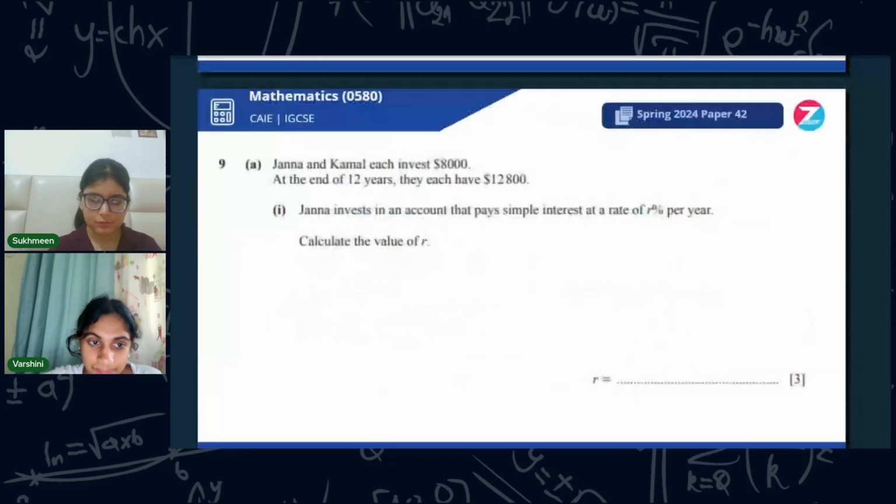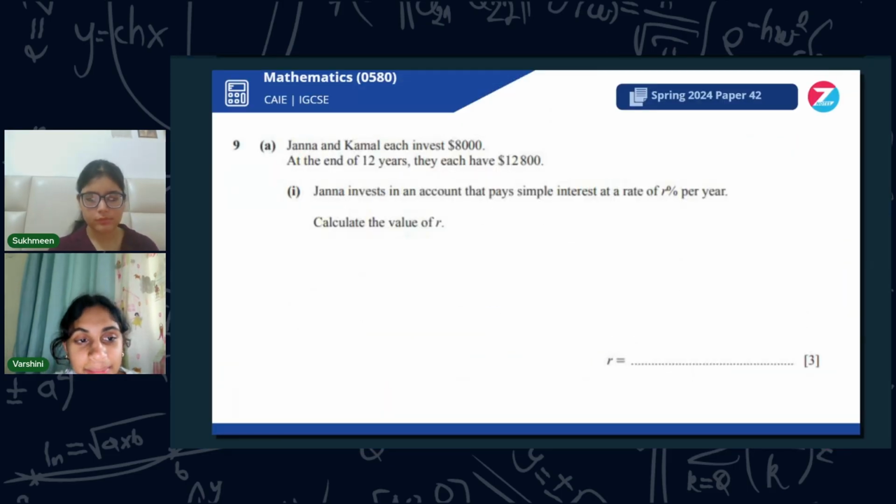Okay, question 9, part A. Jana and Kamal each invest $8,000. At the end of 12 years, they each have 12,800. So both Jana and Kamal have 12,800. Jana invests in an account that pays simple interest, remember simple, not compound, at a rate of R percent per year. Calculate the value of R.